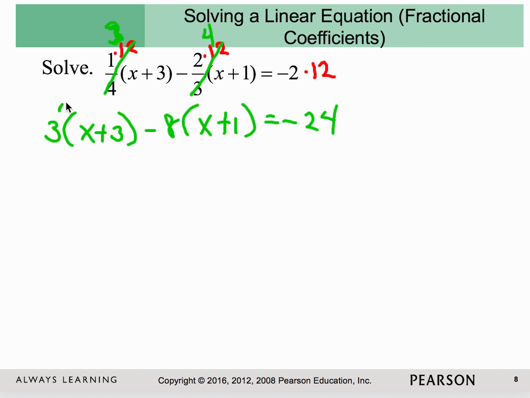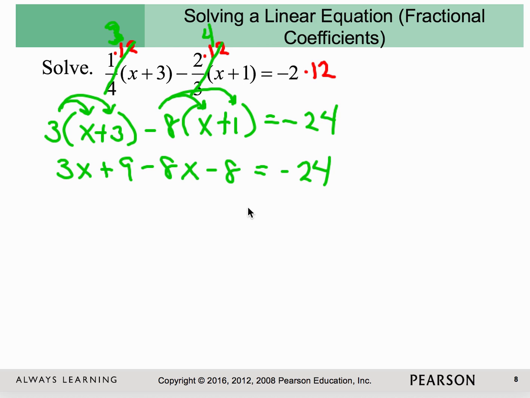Now, use your distributive property to get rid of the parentheses. So 3 times x is 3x. 3 times 3 is 9. Negative 8, remember the sign in front of the number is part of the number. Negative 8 times x is negative 8x, and negative 8 times 1 is negative 8, equals negative 24. Simplify each side. Here's some x terms I can combine, and there's some constants. 3x minus 8x, negative 5x. 9 minus 8, positive 1.